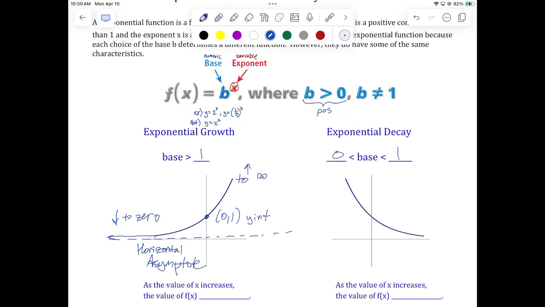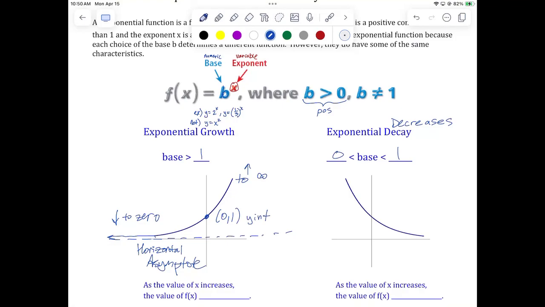Now, if the base is between 0 and 1, like 1/2, what happens if you keep taking powers of a half? A half, a fourth, an eighth, a 16th, a 32nd, a 64th. They're getting what? They're getting smaller. So now this is exponential decay. Decay means decrease. If decay creeps you out, it's exponential decrease. Okay, but they both start with D.